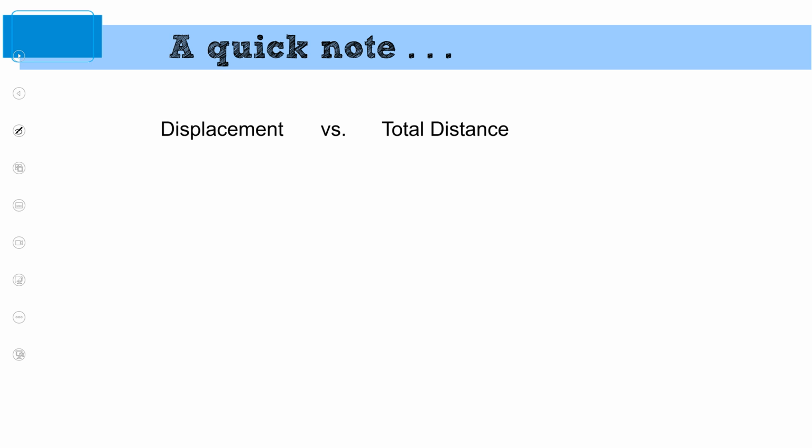Displacement is the difference between where you start and where you end. Total distance is the total distance covered. If you leave your house and go to grandma's, turn around and come home, your displacement is 0. What's your total distance? How far does grandma live? 2 miles. So your total distance is 4. Okay? So the concept is okay.